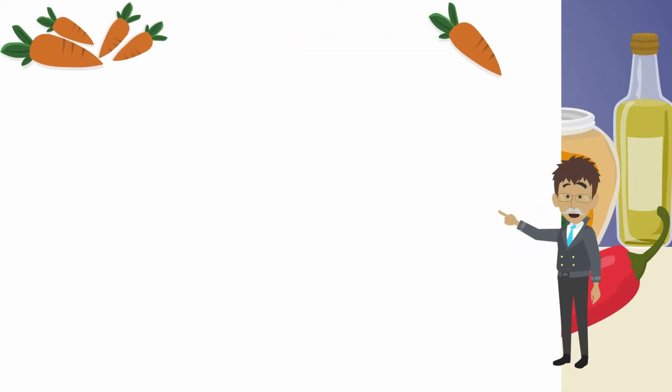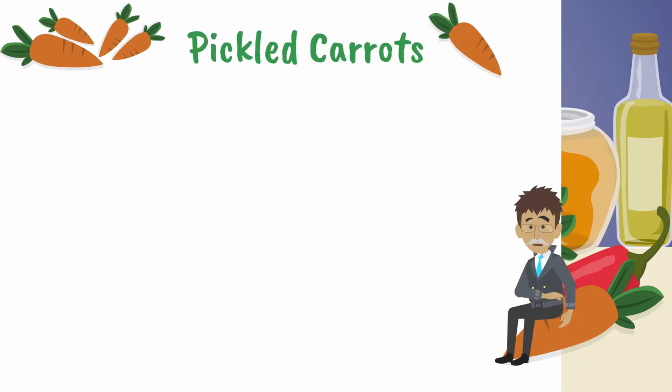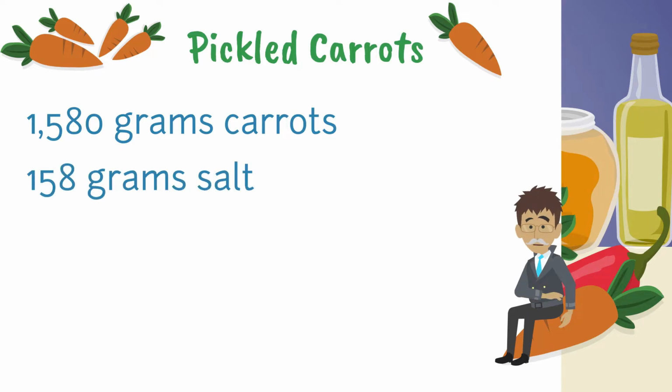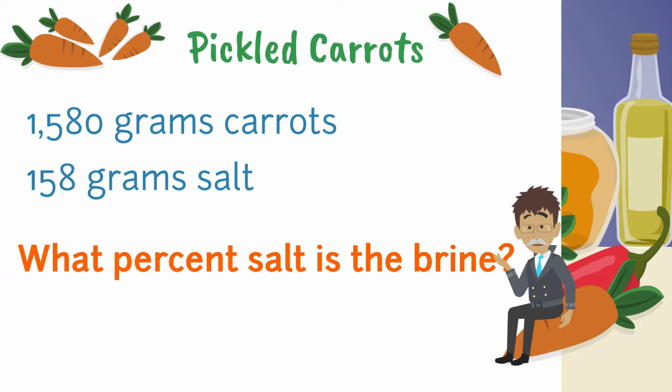Carrots are a hard vegetable that requires a brine and a couple of days to make a good pickle. A brine is a mixture of water and salt with perhaps some seasonings. I have 1,580 grams of carrots. My brine has 158 grams of salt. What percent of salt did I use for this brine?